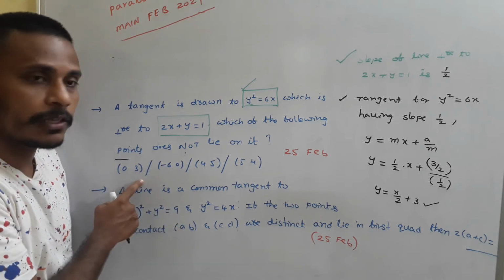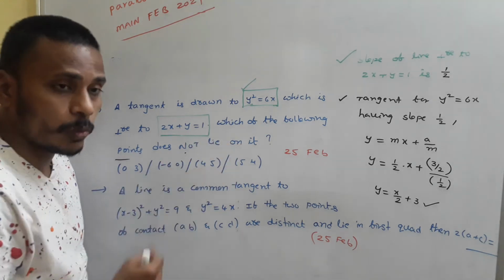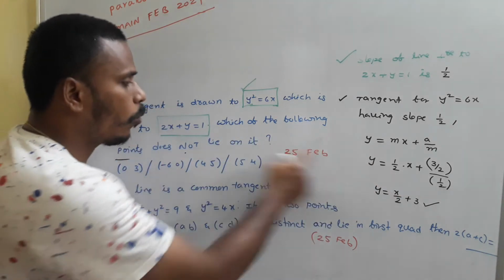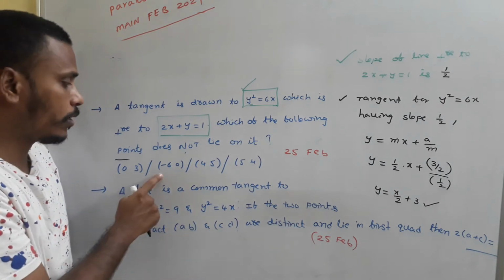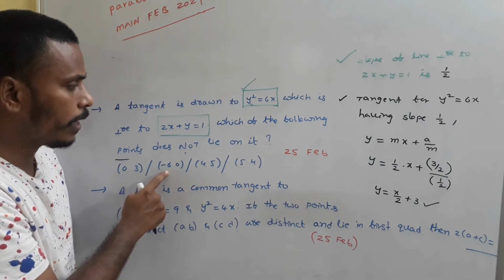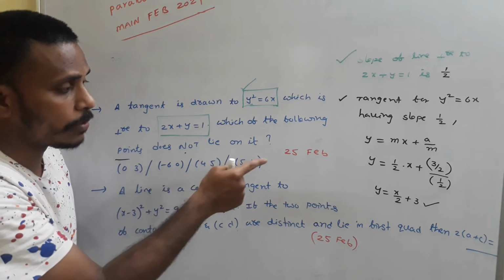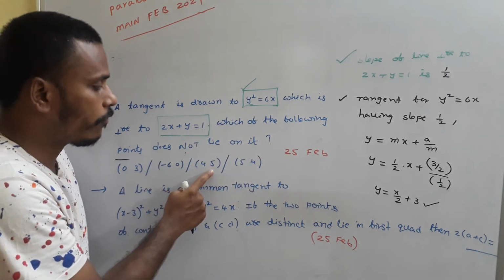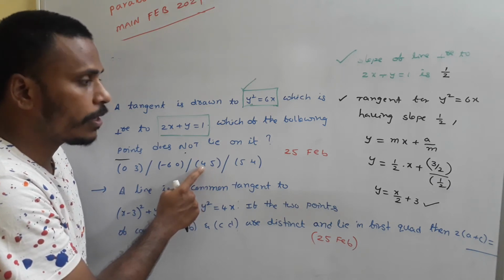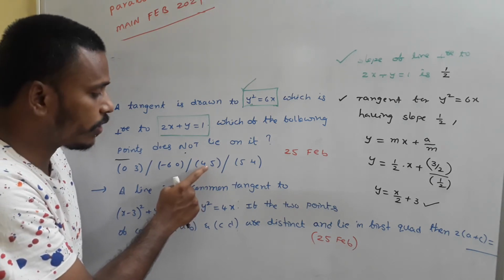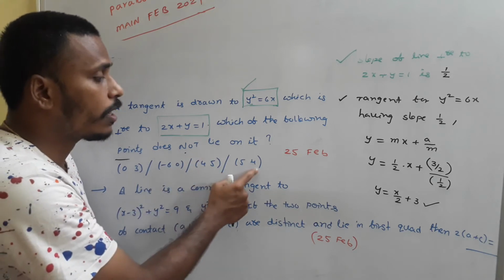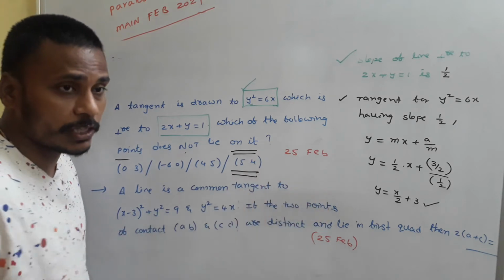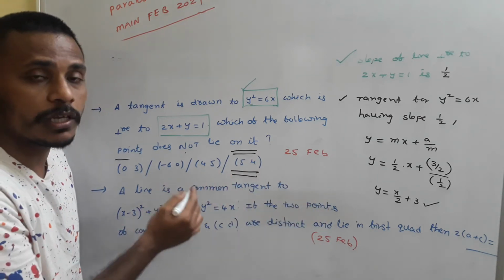First of all, 0 comma 3. x is 0, y is 3 is there on y equals x by 2 plus 3, because replacing x with 0 and y with 3, it is satisfied. Next one, replacing x with minus 6 and y with 0. If you replace x with minus 6, we get y equals 0, so this is also there on the tangent. 4 comma 5. Replacing x with 4, 4 by 2 is 2, 2 plus 3 is 5. This is also there on that line. And now 5 comma 4. This point is not lying on that line because 5 comma 4 does not satisfy it. So our answer for the problem is 5 comma 4.